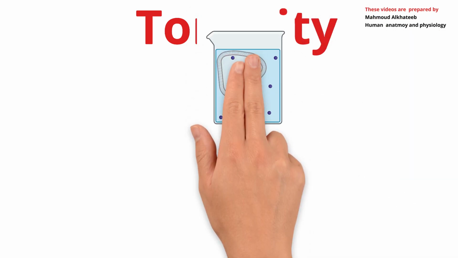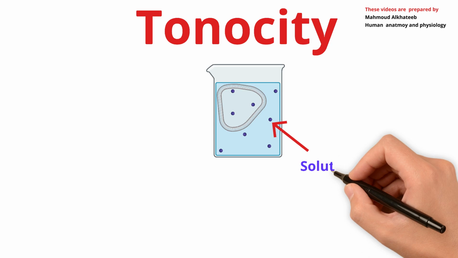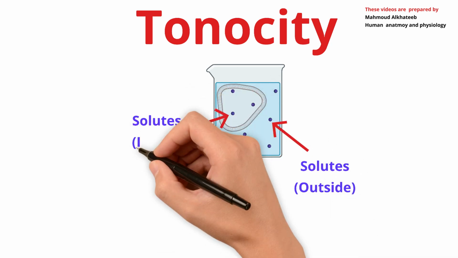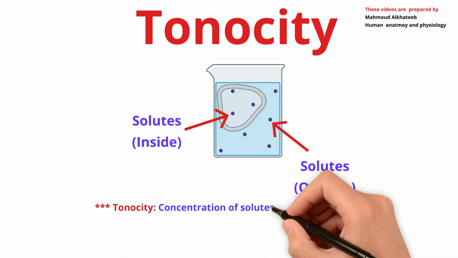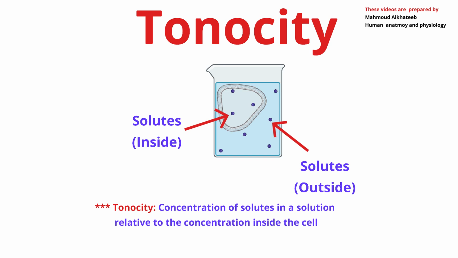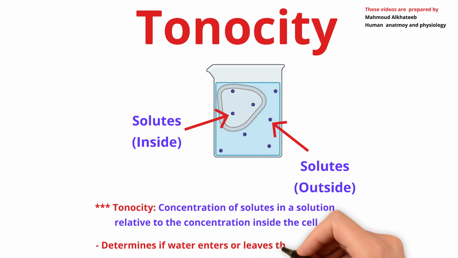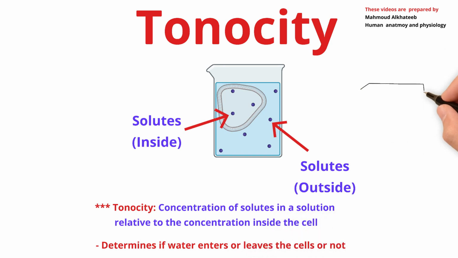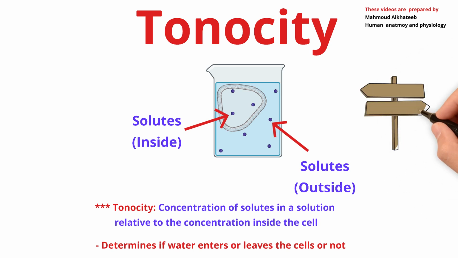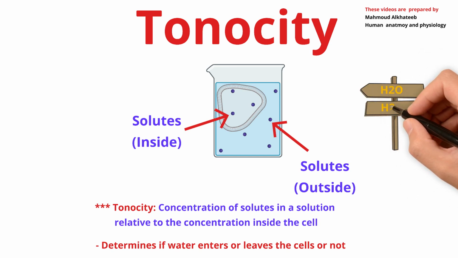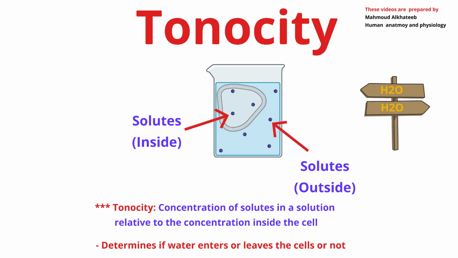Tonicity refers to the concentration of solutes in a solution, relative to the concentration inside the cell. The relationship between osmosis and tonicity is vital because the type of solution surrounding the cells will determine whether water moves into the cell, out of the cell, or remains balanced. By understanding osmosis and tonicity, we can predict how water behaves in different environments and how cells will respond to changes in their surroundings.